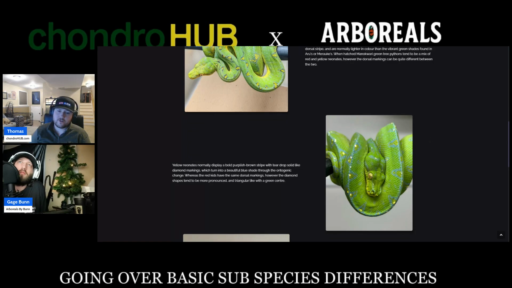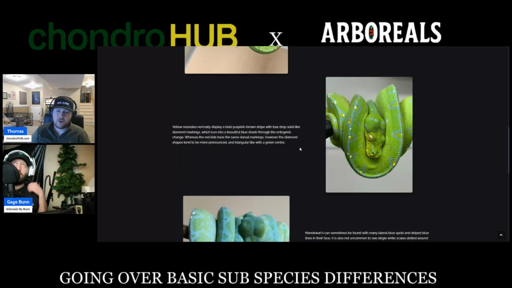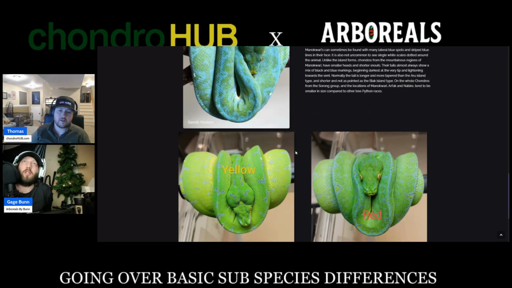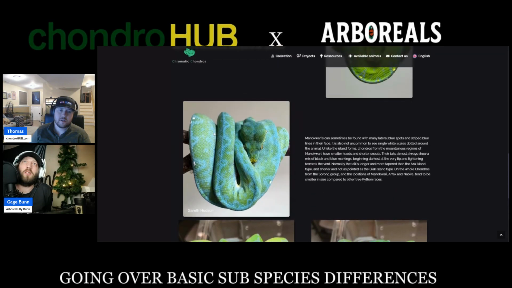Love the dorsal, the diamonds. And then this is like wow. That's gorgeous, especially if that's not a female going through the hormone of blue. That's crazy. If that was a boy, you'd be like, holy cow.